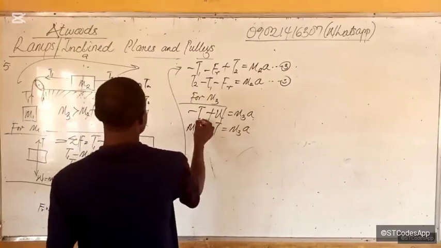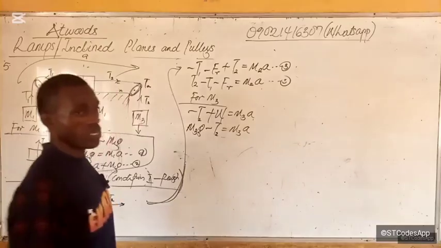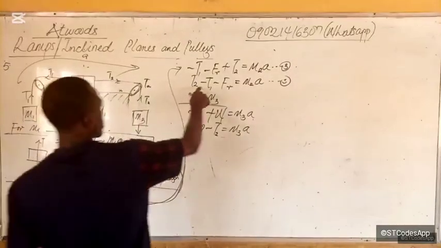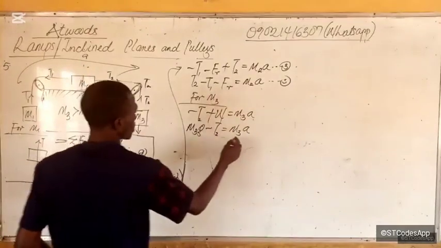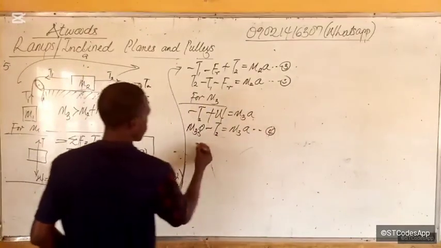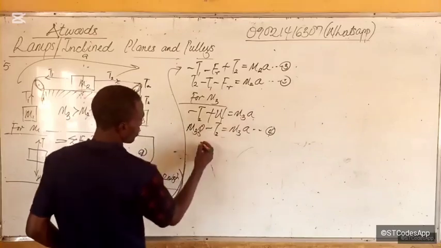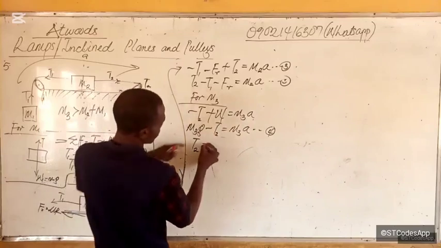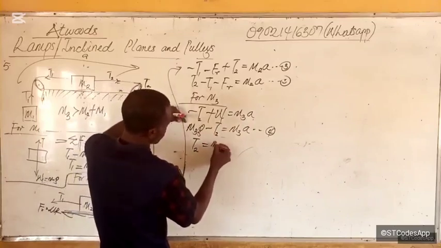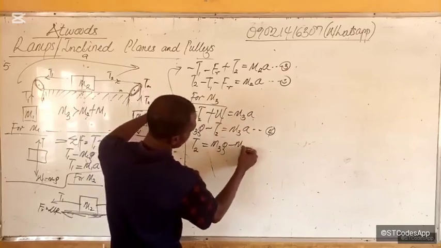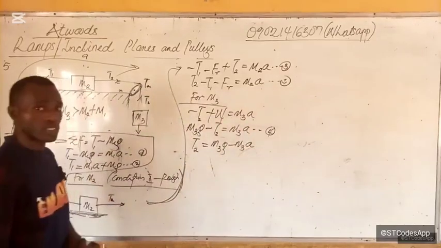But T here is T2. Okay, don't forget that, please. T here is T2. Since we have T1 and T2 here, we can just substitute. Let's make this equation 4. So let's make equation 5 here. Equation 5 will be, this guy will go there, this guy will come here. So we have T2 is now positive, equal to M3G minus M3A. Does that make sense?